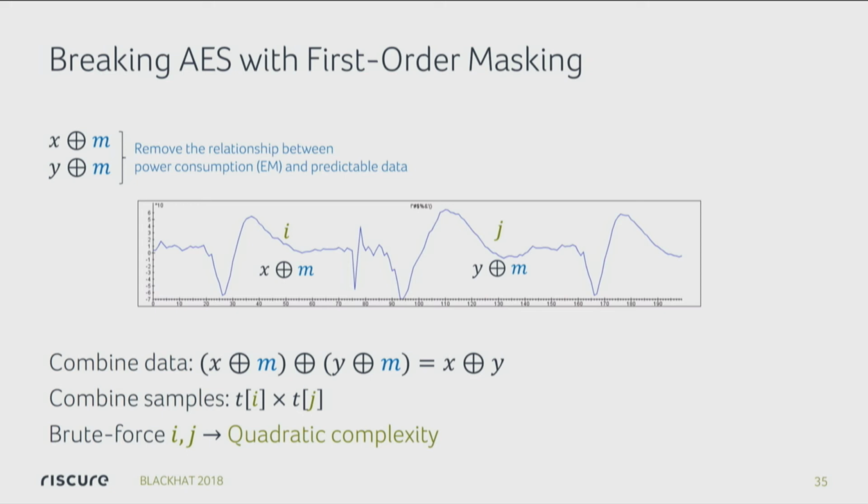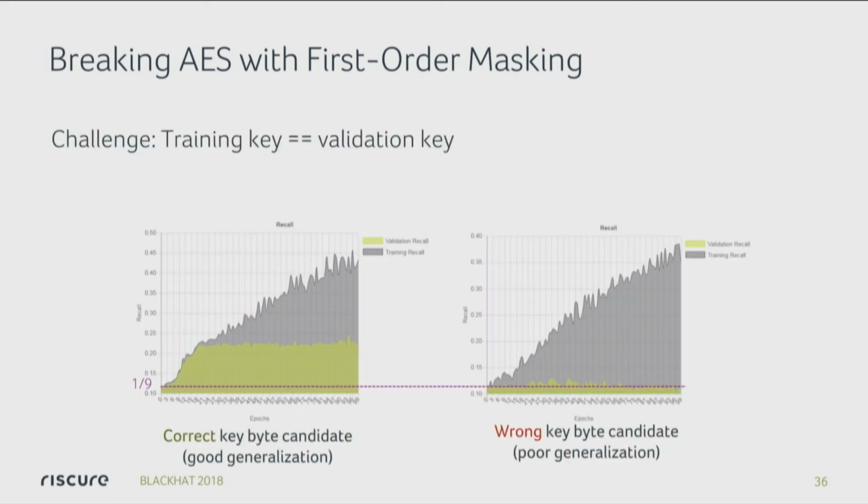It slows things down if you're doing it in hardware, your area blows up, etc. So you don't see this a lot. We had one tricky thing to overcome when we were doing this analysis, and that is that normally you want your validation key to be different from your training key. Because it's kind of unfair if you're training on one key and then validating on the same key, you might be overfitting without knowing it.